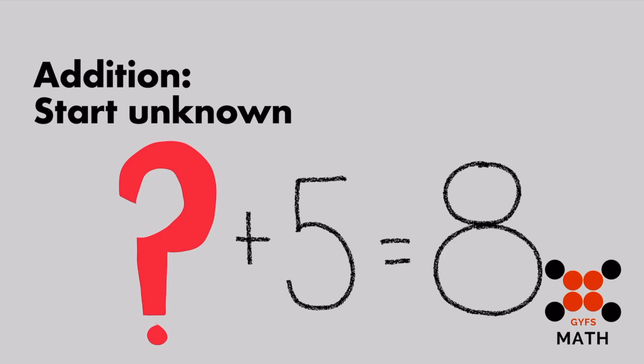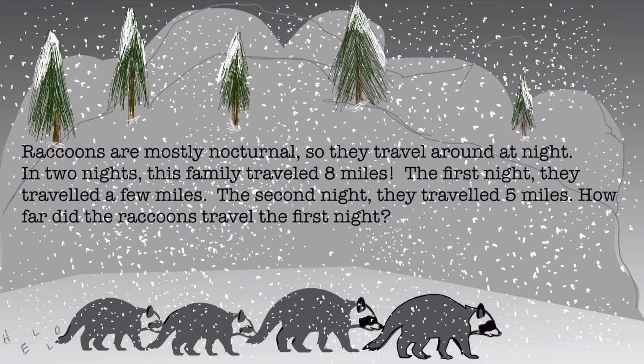Similar to this, we have today start unknown. Start unknown is a lot like change unknown. You can solve them the same way, but start unknown means the beginning add-in is missing, the start. So something plus 5 equals 8.